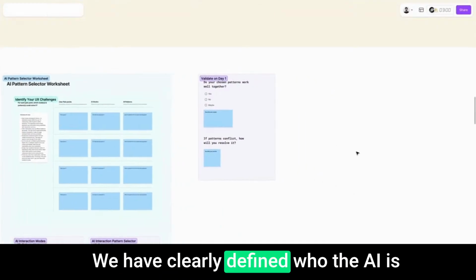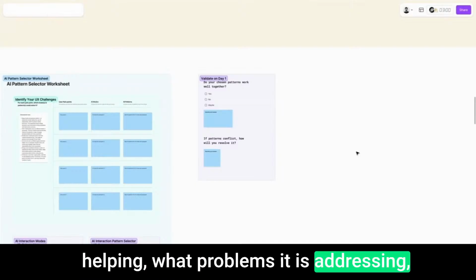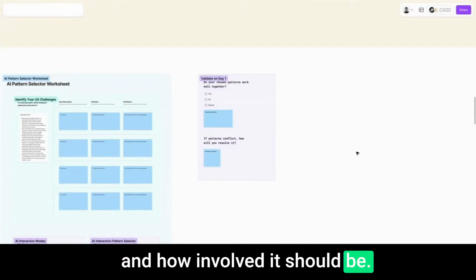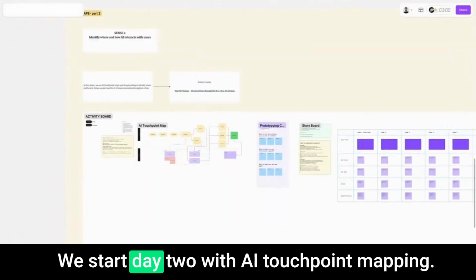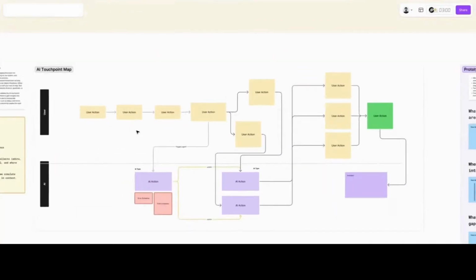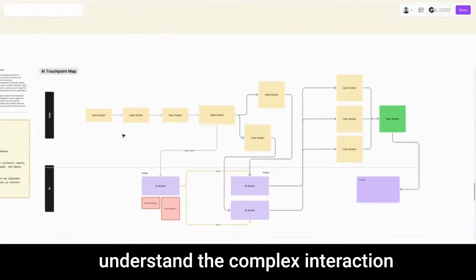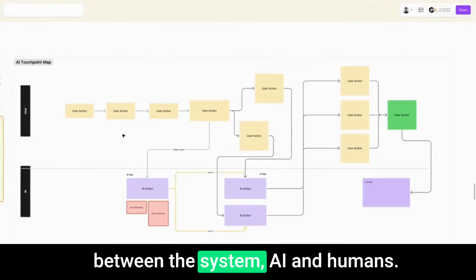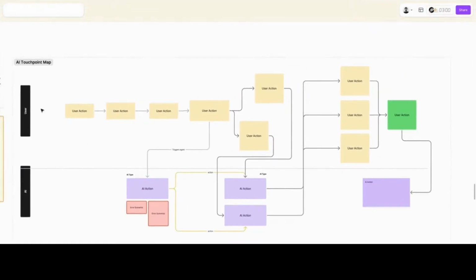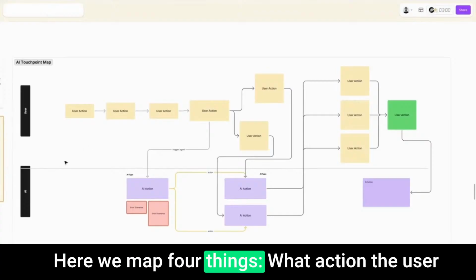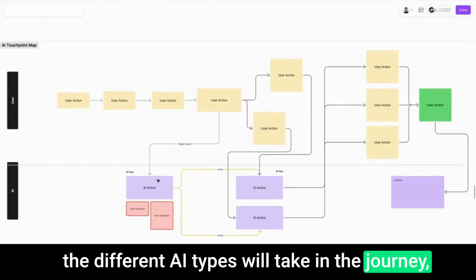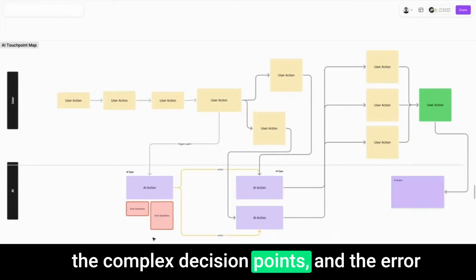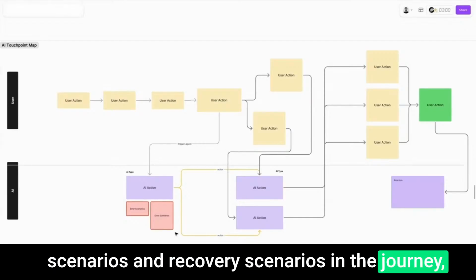We have clearly defined who the AI is helping, what problems it is addressing, and how involved it should be. We now move into day 2. We start day 2 with AI touchpoint mapping. This is an exercise where we try to understand the complex interaction between the system, AI, and humans. Here we map four things: what action the user will take throughout the journey, the actions the different AI types will take in the journey, the complex decision points, and the error scenarios and recovery scenarios in the journey.